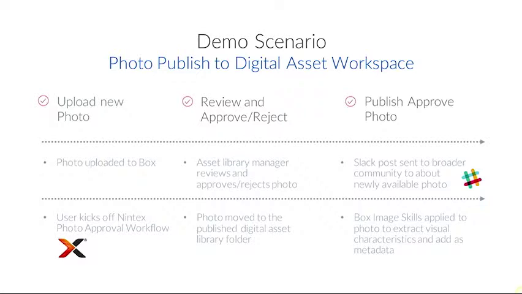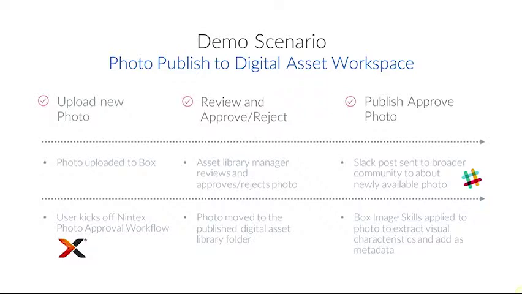The process, you'll see, has three main components. First, a photographer uploads a new asset to a review folder within Box. I could easily trigger a workflow automatically on upload, or based on a change in metadata properties, but today I'll be manually triggering the approval process. Once the workflow starts, I'll show you how easy it is for the asset manager to review the photo, then approve the asset for distribution to the wider organization.